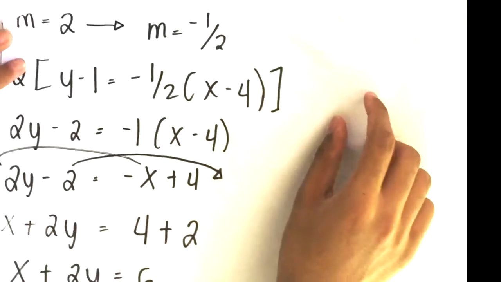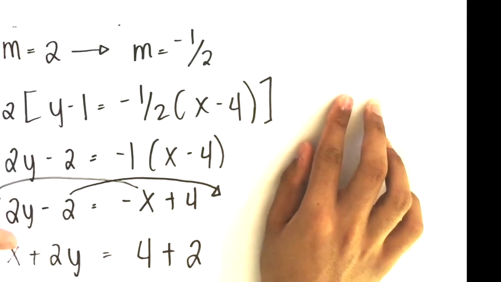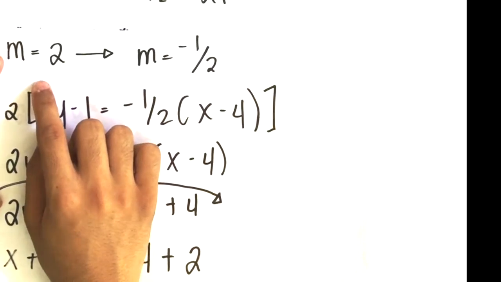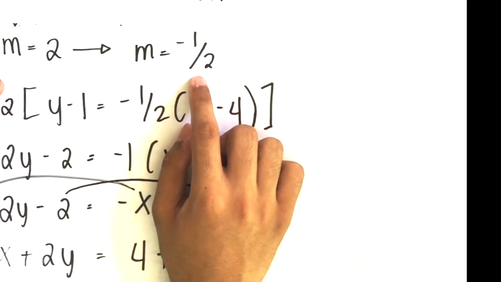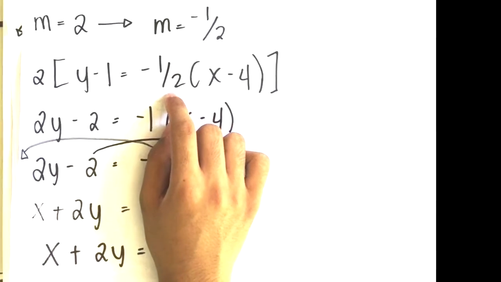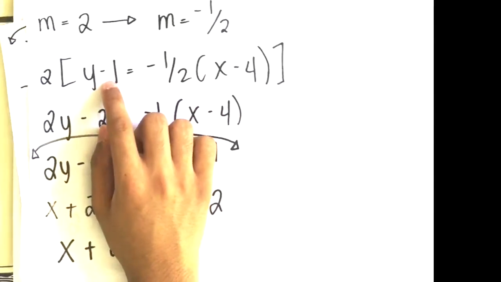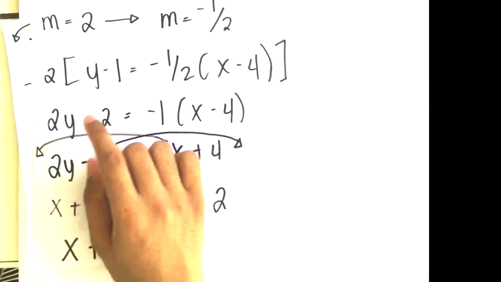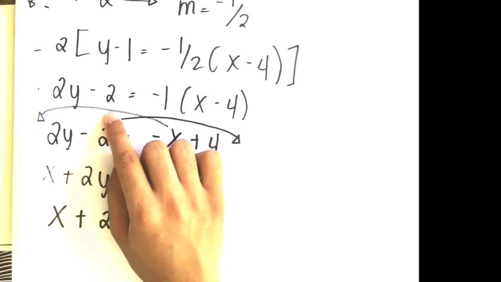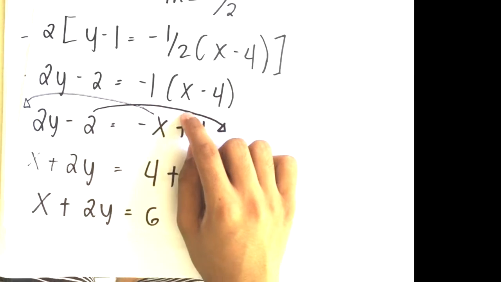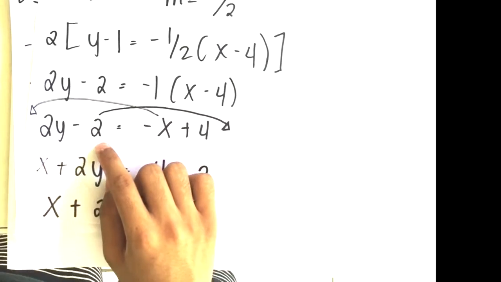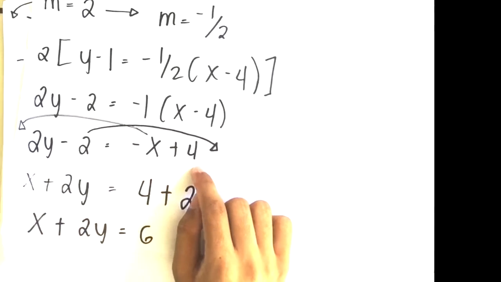In getting the perpendicular, we just have to change the slope to its negative reciprocal. So the slope 2 will become negative 1 over 2. To eliminate the denominator, we should multiply the whole equation by 2. As a result, 2y minus 2 equals negative 1 times x minus 4. 2y minus 2 equals negative x plus 4.